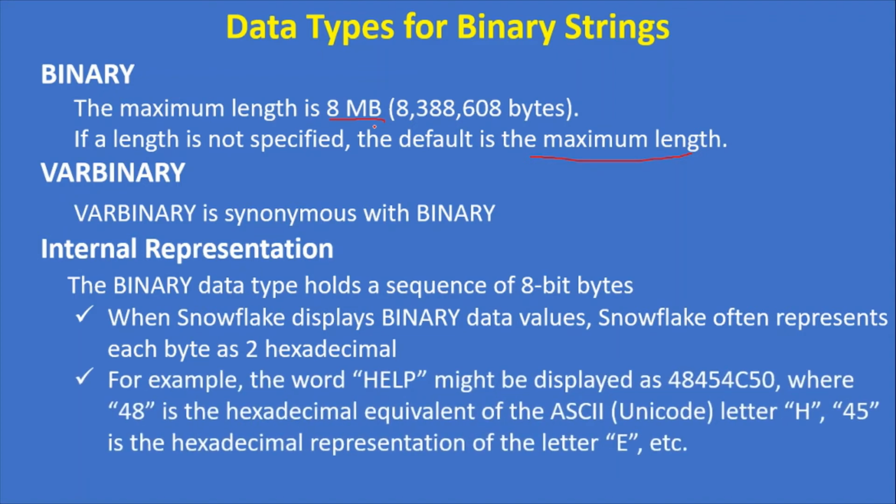If you see here, for example, the word HELP might be displayed as 48454C50, where 48 is the hexadecimal equivalent of the ASCII Unicode letter for H. In the same way, 45 is the hexadecimal representation of the letter E. I am going to talk about more details in an upcoming video: what are the different types we have in binary strings and how we are going to use them as part of your table creation.